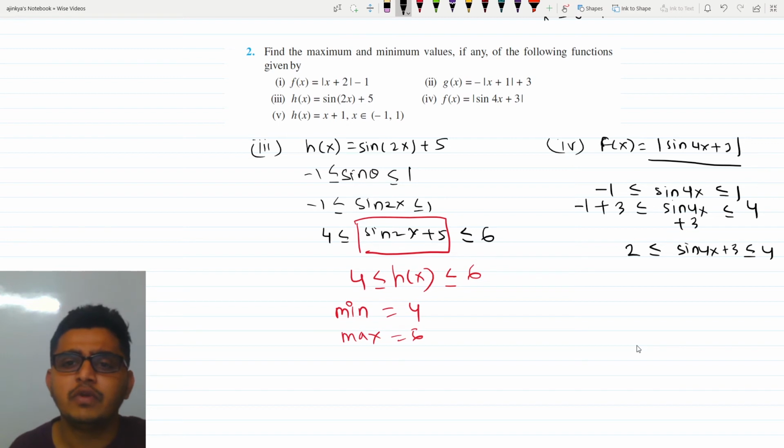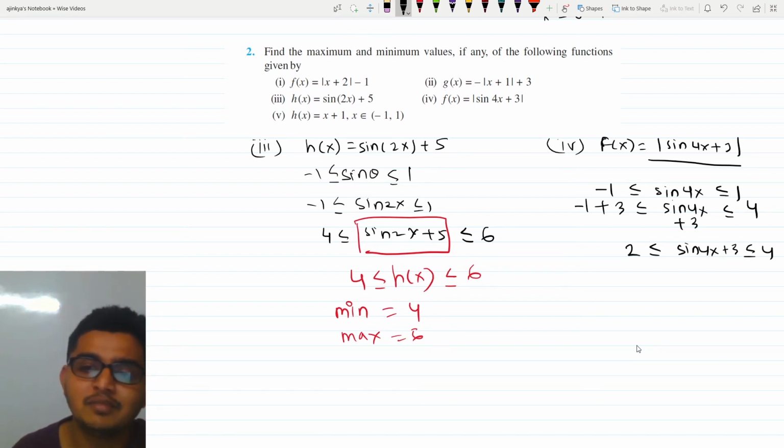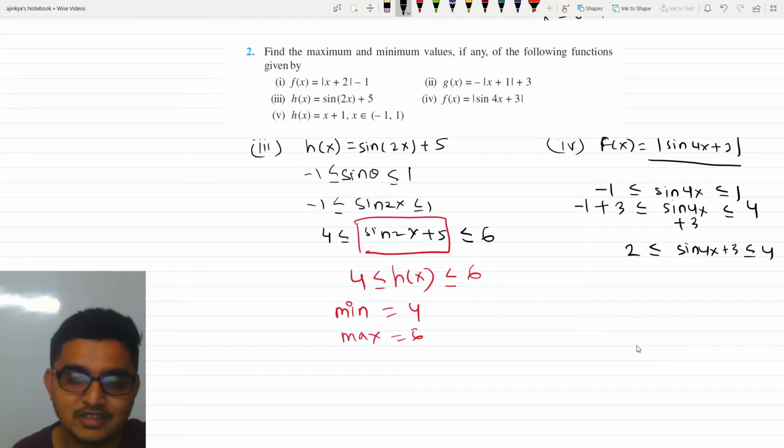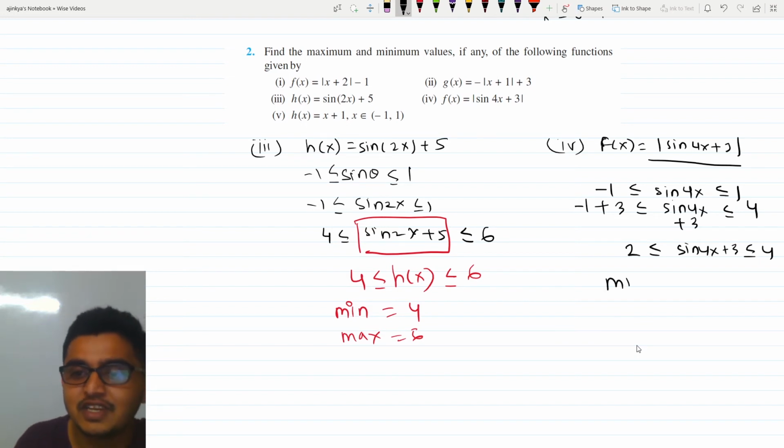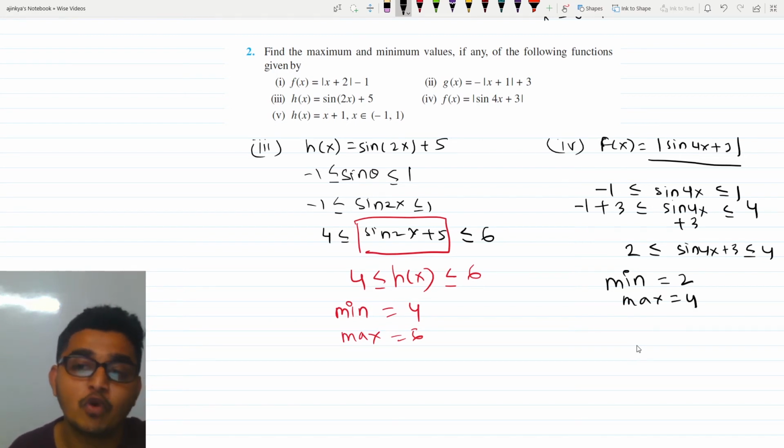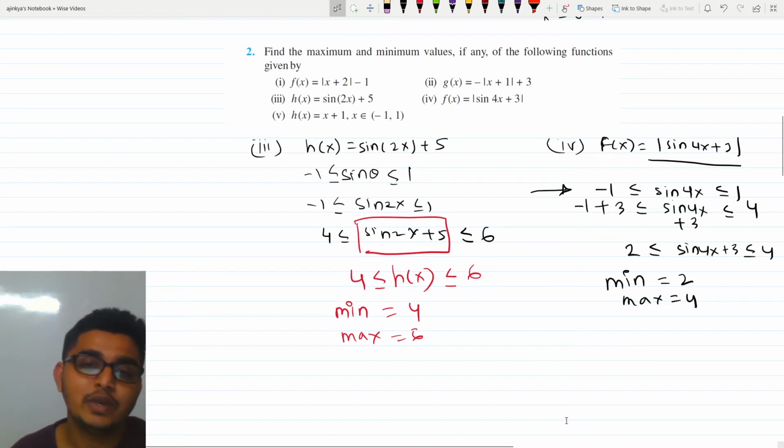So when all the values are positive, it doesn't matter if the function has a mod or not. So it just means that this function has a minimum value of 2 and a maximum value of 4, and at what angle, you can directly plug in the values in the first equation and find the angles. Now for the fifth question we are going to see h of x equals x plus 1, where x belongs to the open interval minus 1 to 1, which implies that minus 1 and 1 are not included in this specific equation.